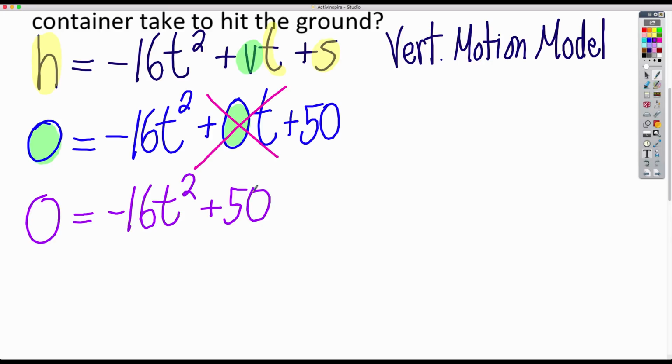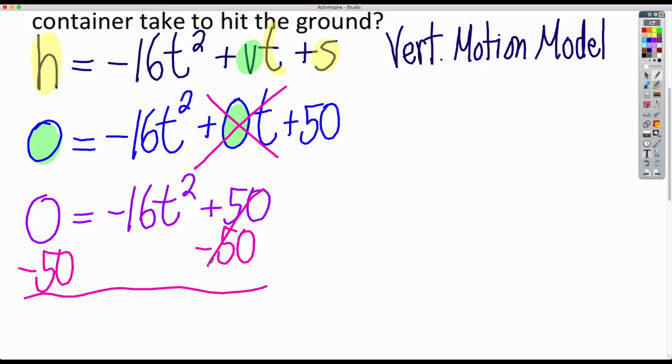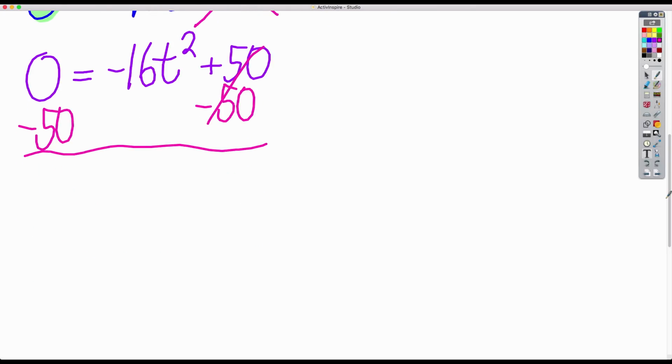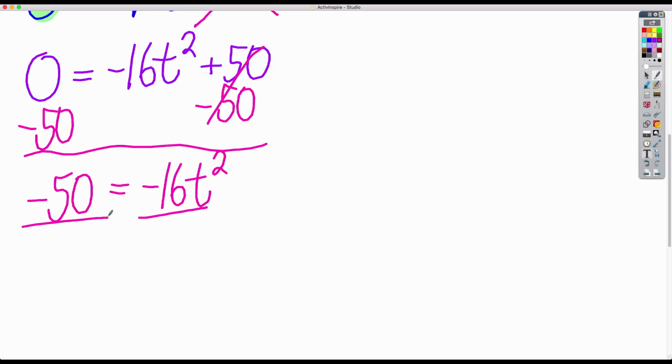What would the first algebra gymnastics move be? Go ahead, Garrett. Minus 50. Yeah, if we subtract 50 from both sides, this will disappear, and we've got negative 50 equals negative 16t squared. And what would our next algebra gymnastics move be? Divide both sides by negative 16.